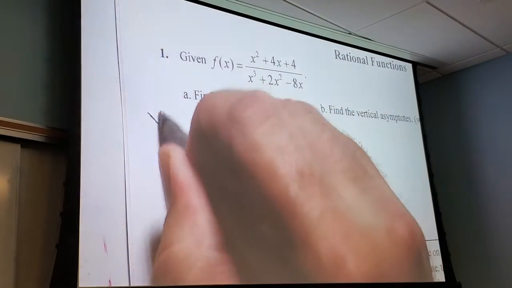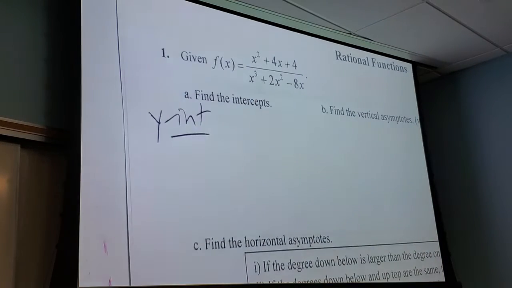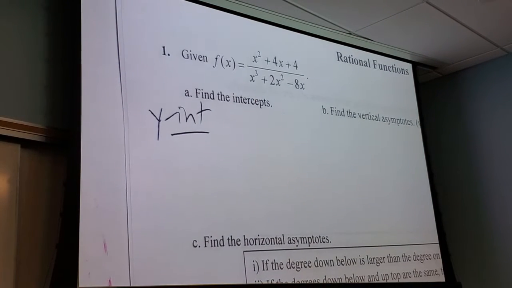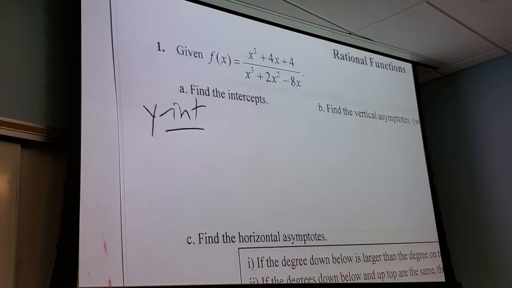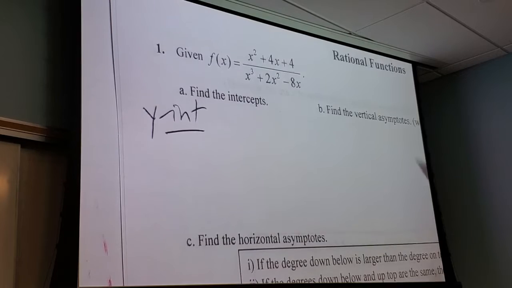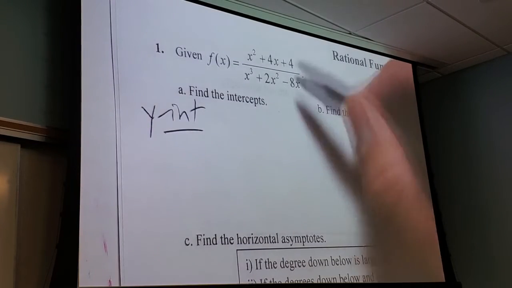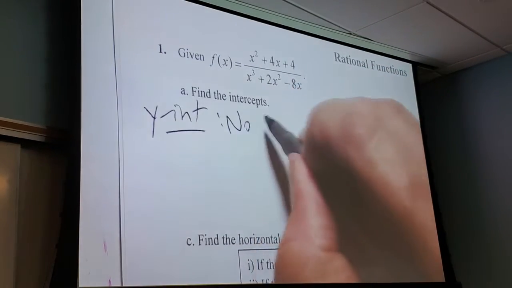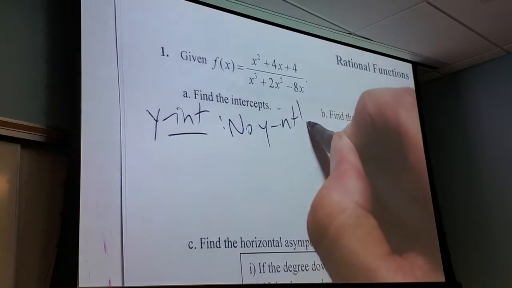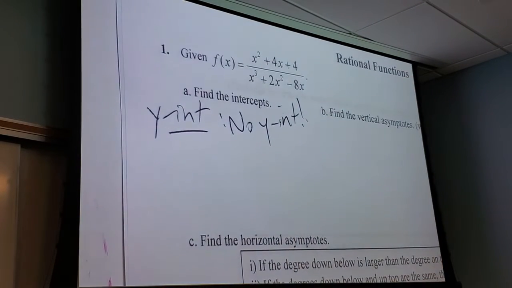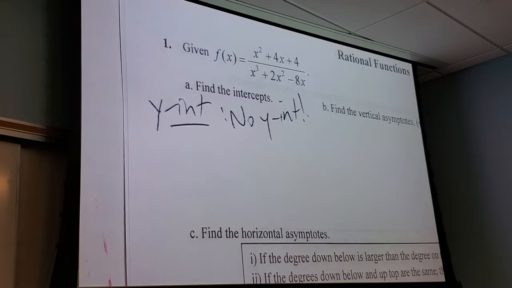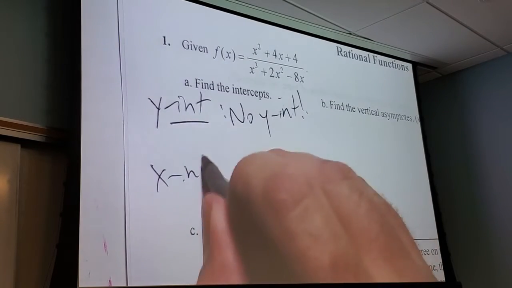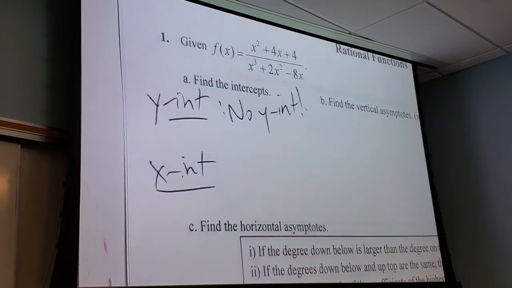So if you're trying to find the y-intercept, what are you discovering? It's simplifying. Yeah, when you try to make x 0, you get 4 over 0. So there is no y-intercept. And we'll see why in a minute. Okay, so go ahead and find the x-intercepts.